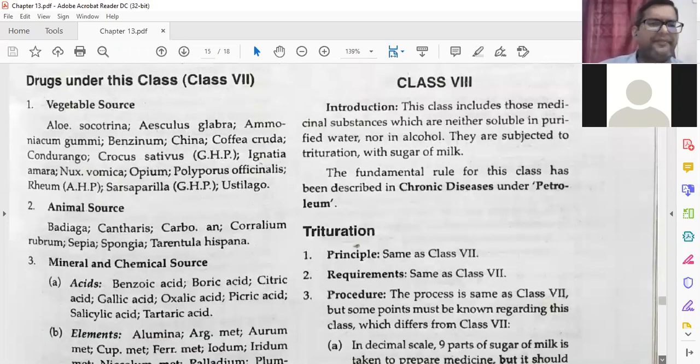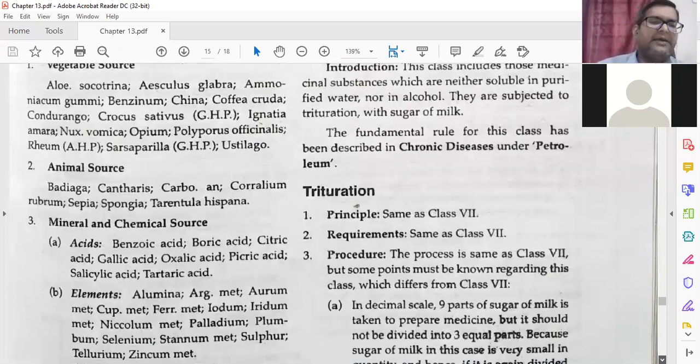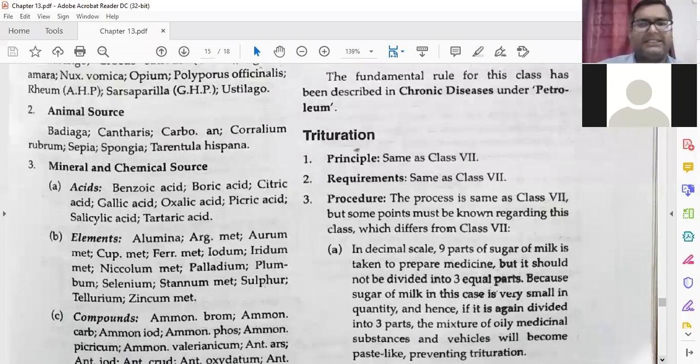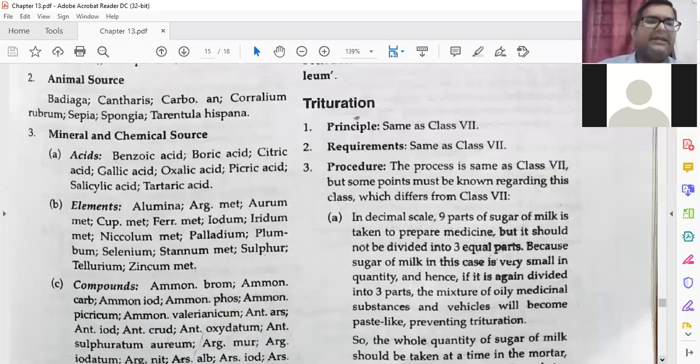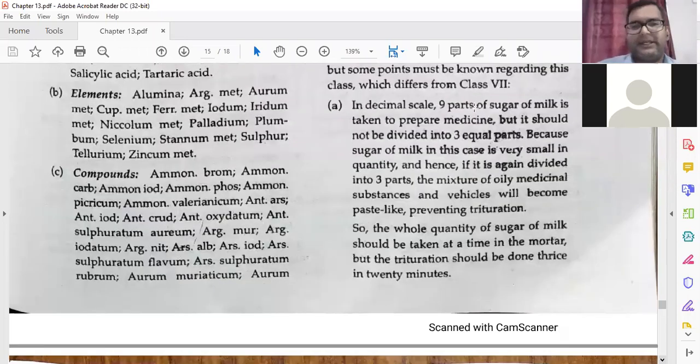Then Nux vomica. Opium is there. Then sarsaparilla is there. Animal sources are there. Badiaga is there. Badiaga also came in other classifications. Cantharis also came in other classifications. Carbo animalis is there. Sepia, Spongia, then Tarantula hispanica is there. Minerals are many, acid elements, compounds are there. So many things are there in this.